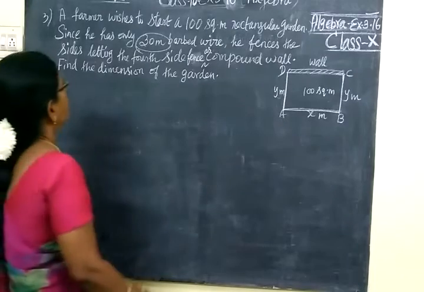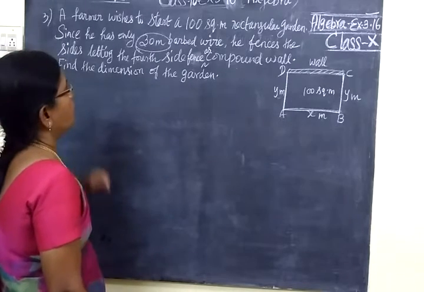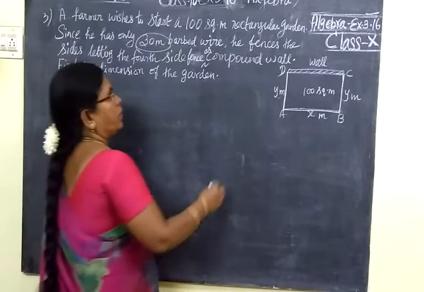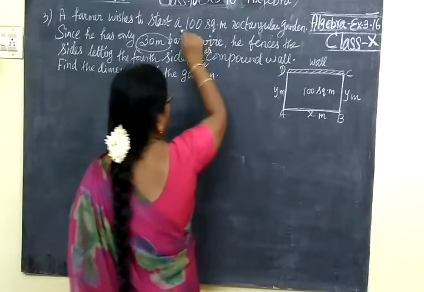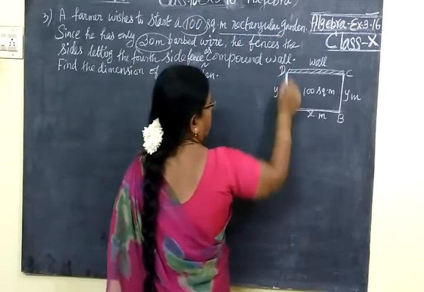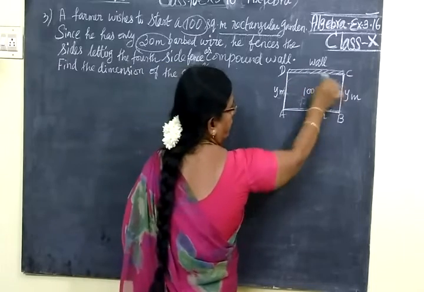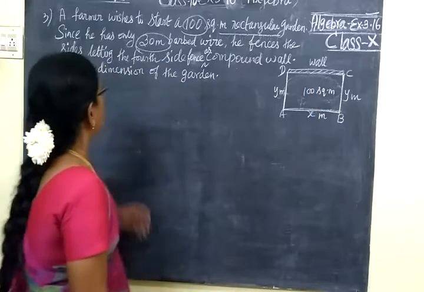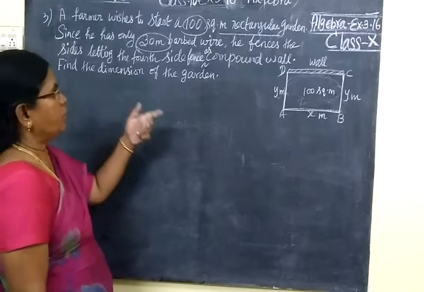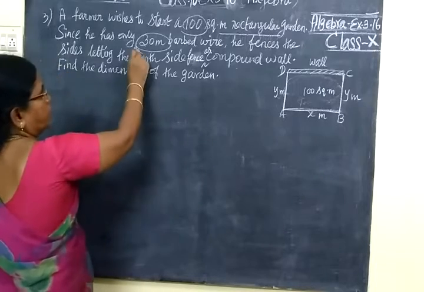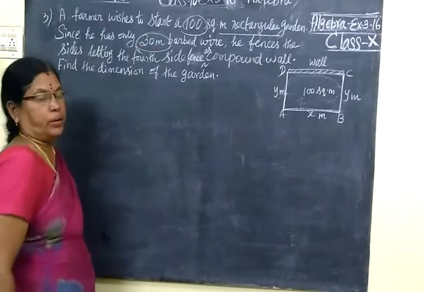So, good evening students. Here a farmer wishes to start a 100 square meter rectangular garden. This is a rectangular garden. Its area is 100 square meters. Then he wants to put the fencing using 30 meter barbed wire.